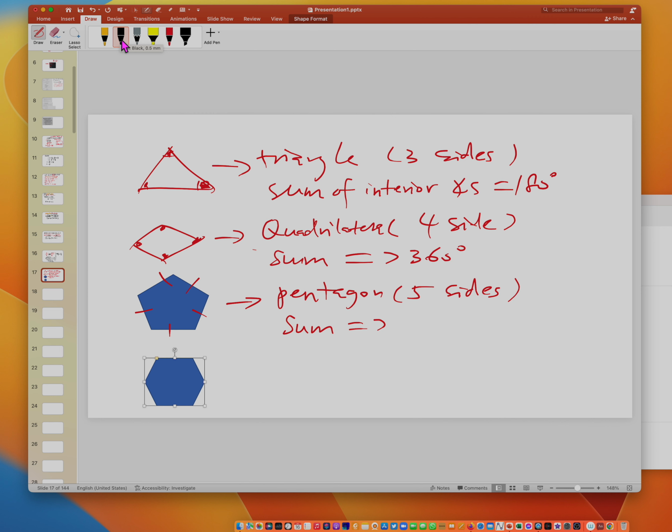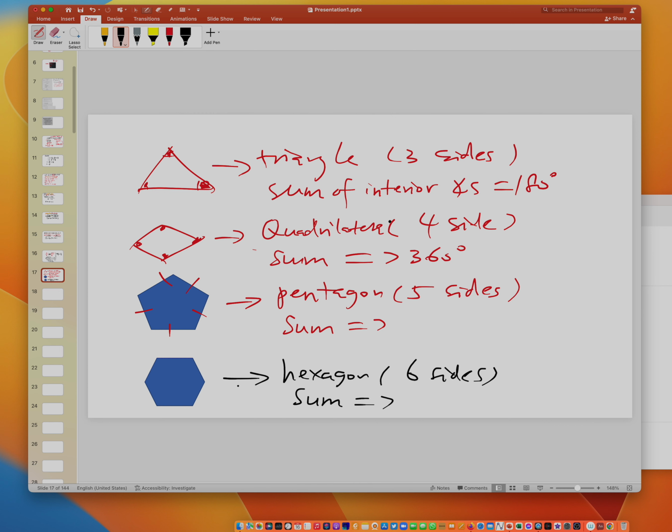Heptagon, 7-sided. Octagon, 8-sided. Then, what's polygon? Yeah, polygon, never mind. I'm going to tell you what is polygon. So this is a hexagon, 6 sides. The sum, don't know, right? Okay? So you have the 7 sides until 10 sides, which is called decagon.